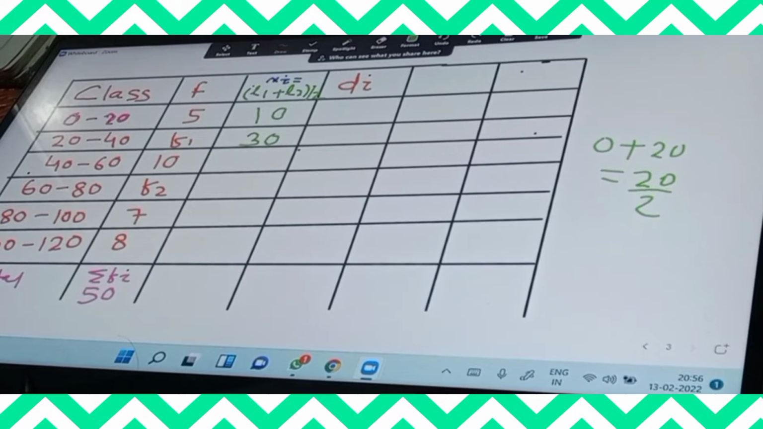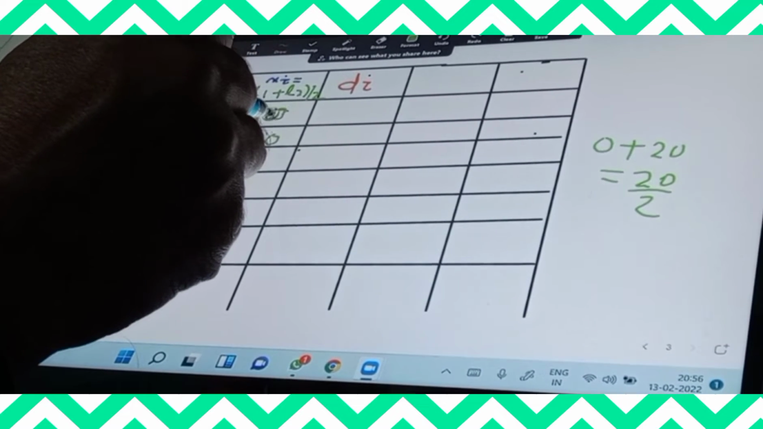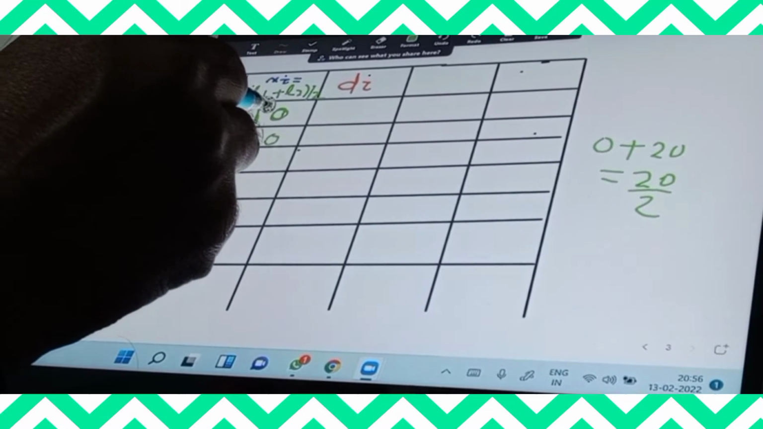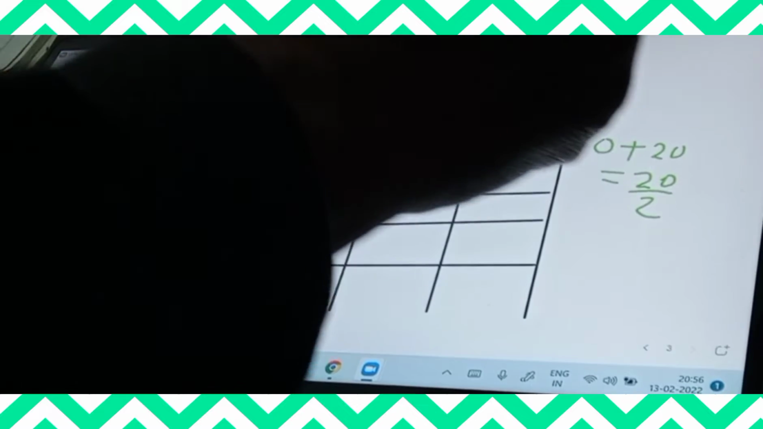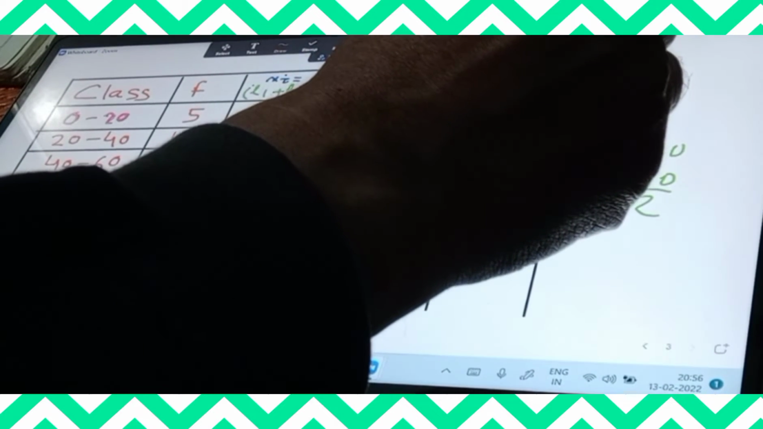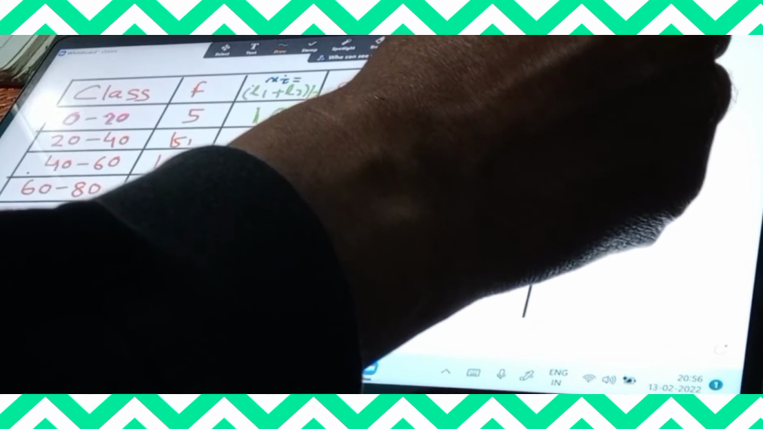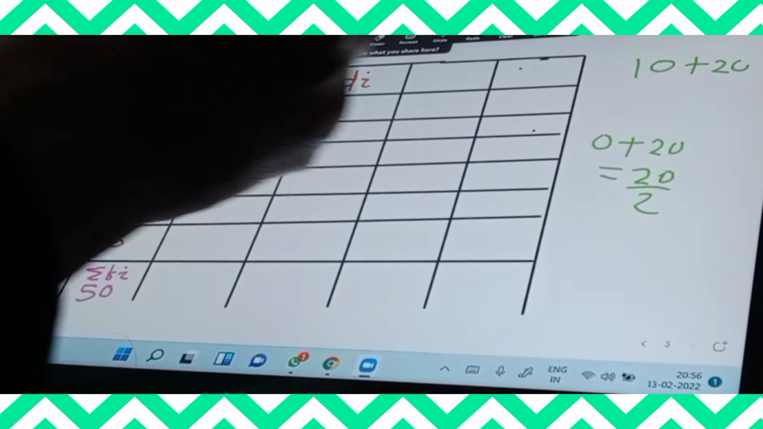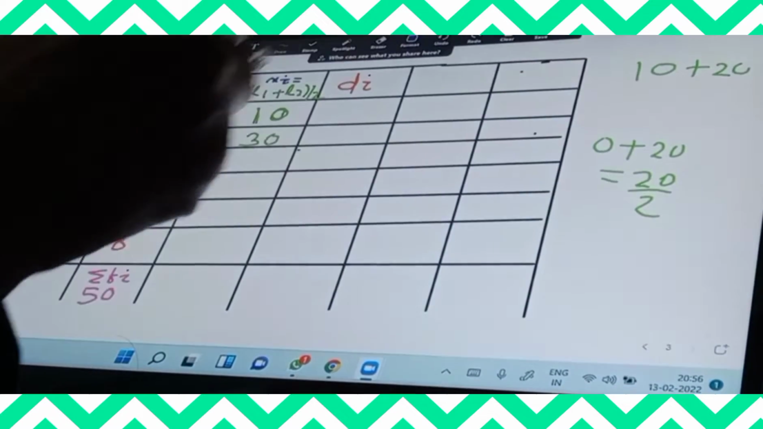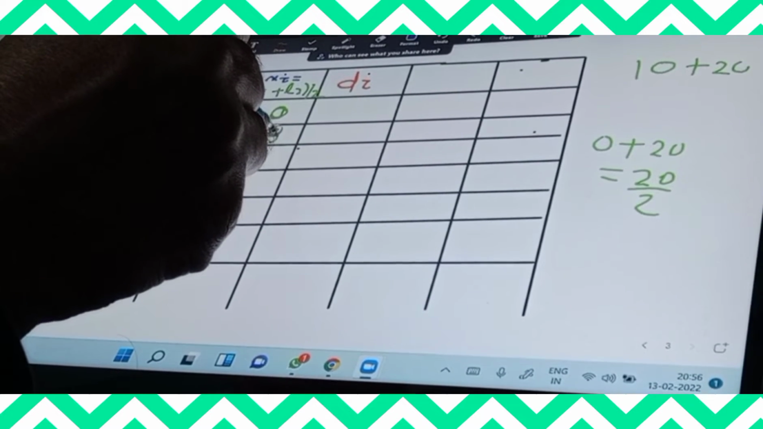So if the class size is the same, first of all you find the class mark of the first class interval, and after that you can add the class size. The class mark of the first class interval is 10, and the class size is 20. So you get 10 plus 20, which is 30, and this is the class mark of the second class interval.